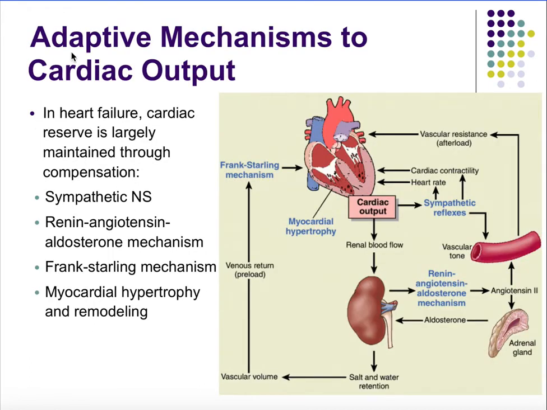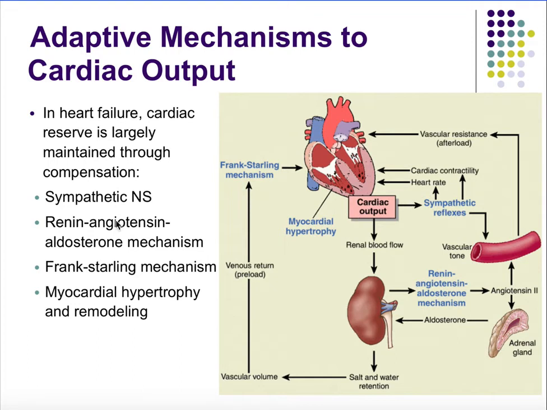Now let's take a look at our ability to adapt to low cardiac output. So in heart failure, typically, again, there's going to be low cardiac output or low output to meet the demands of the body. So our body will try to compensate. And so again, it's an emergency, so we will activate our sympathetic nervous system. The sympathetic nervous system can increase our heart rate and increase contractility. Both of these together will increase cardiac output, since cardiac output is heart rate times stroke volume.